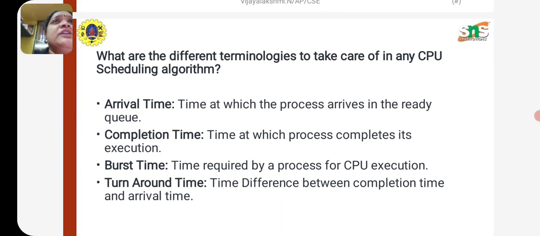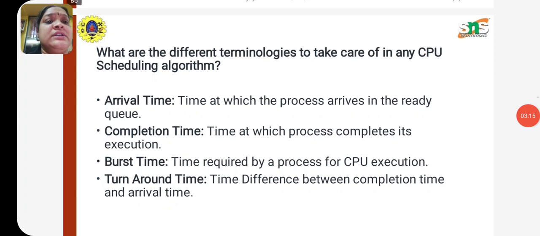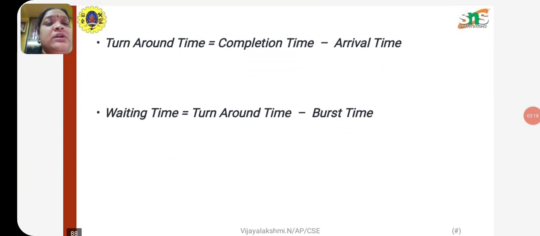What are the different terminologies we need to know before going into the CPU scheduling algorithms? The first is arrival time, which is the time at which the process arrives in the ready queue. Completion time is the time at which a process completes its execution. Burst time is the time required by a process for CPU execution. And turnaround time is the time difference between completion time and arrival time. These are the terminologies we need to know before entering into the CPU scheduling algorithms.